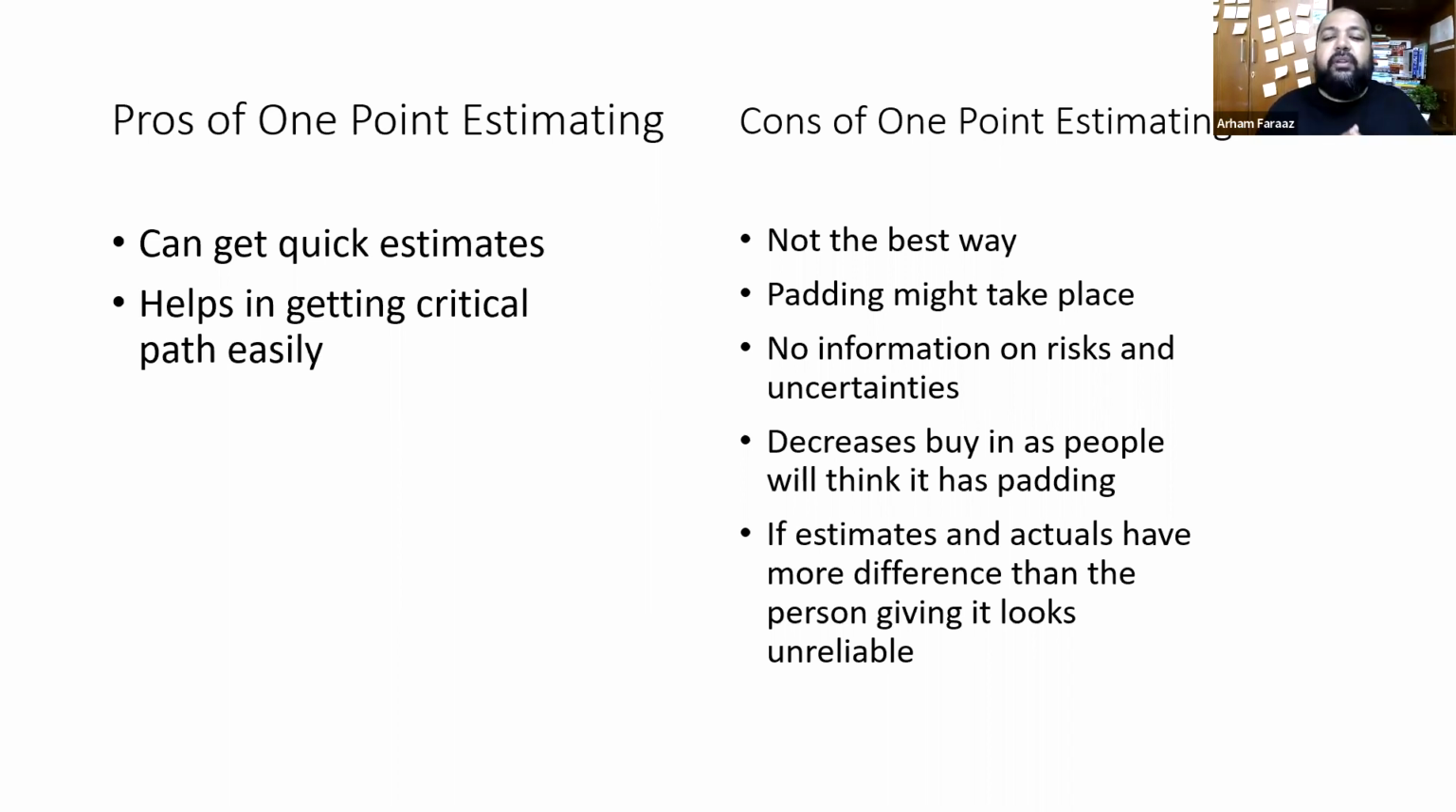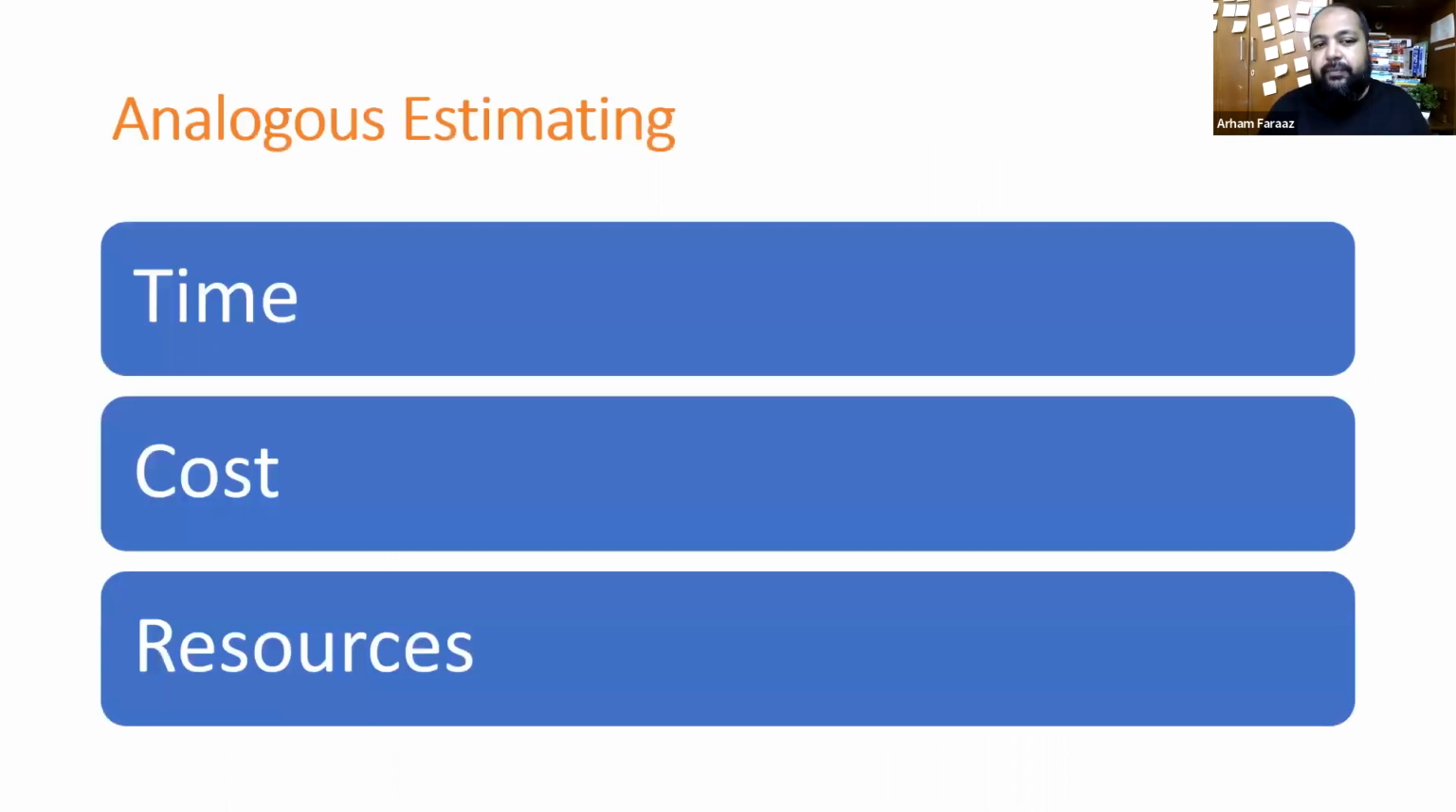It decreases buy-in, as people think that it has padding. Also, let's say you give an estimate of 10 days for a task and you finish it in 5 days, then there's going to be less credibility. People think, why did they give 10 days initially? So these are the cons, but if you have to give fast and quick estimates, this is the one we'll rely on. So that's 1 point estimating for fast estimates. Then next comes analogous estimating.